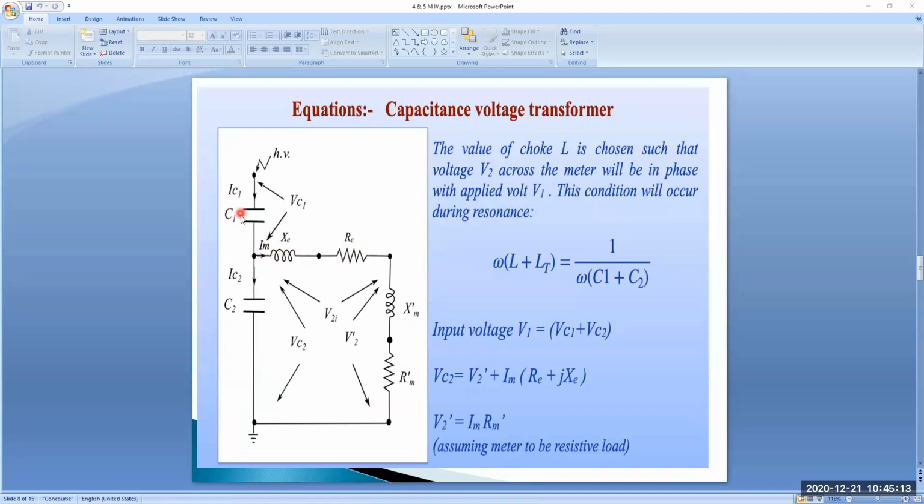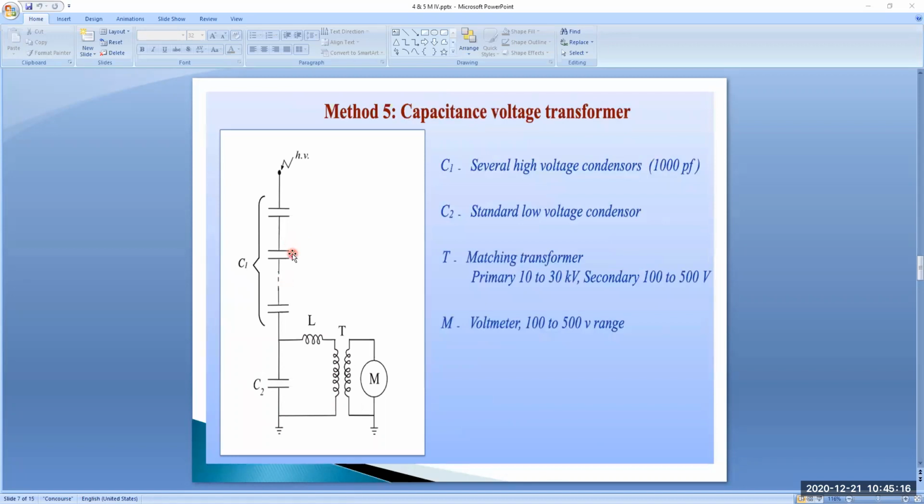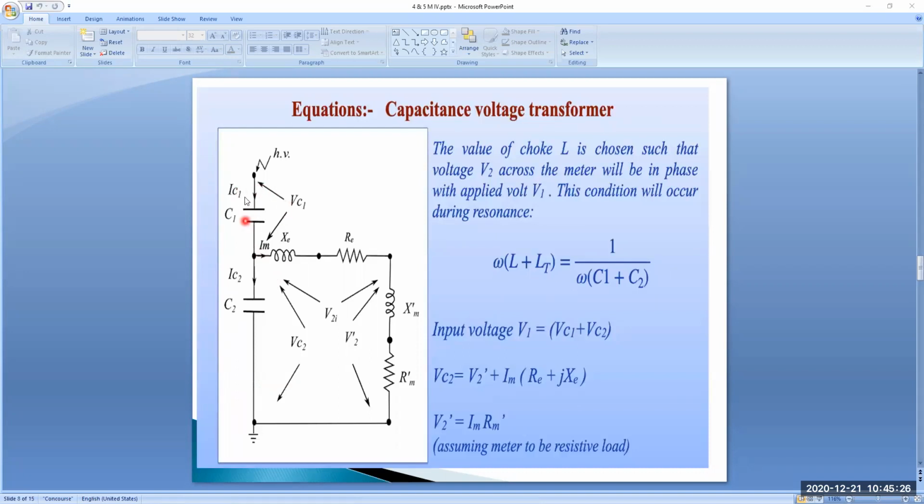This is called condenser C1, and this is C2. The voltage across the capacitor C1 is called VC1. Similarly, the voltage across the capacitor C2 you can consider as VC2. The current flowing through the capacitor C1 is called IC1, the current flowing through the capacitor C2 is called IC2, and the current flowing to the transformer or meter is called IM.